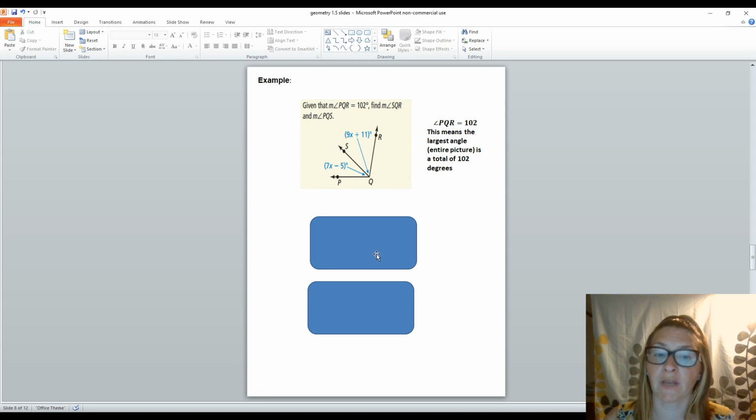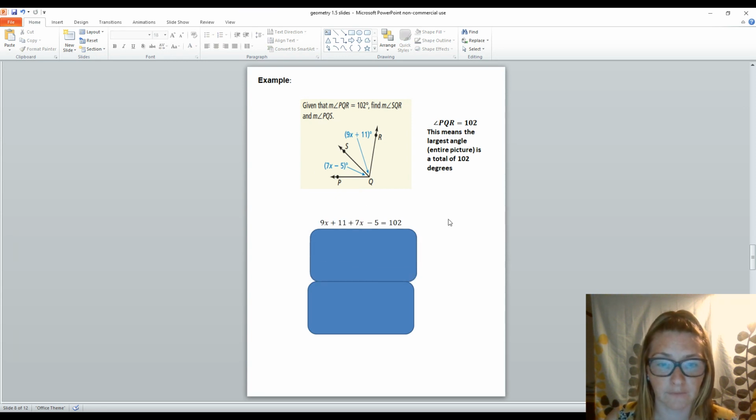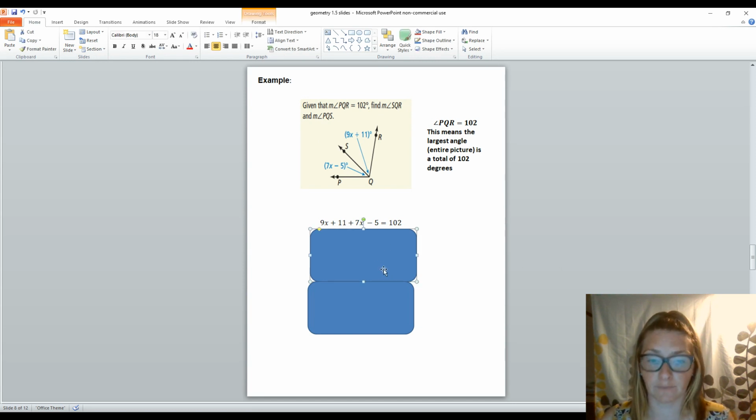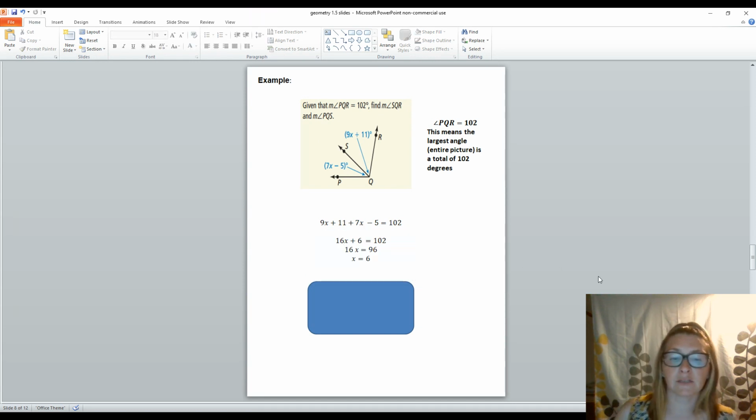So I need to come up with an algebraic equation to show that. So the two small angles, 9x plus 11 plus 7x minus 5 equals 102. And then I'm going to solve my equation. I combine like terms, so I have 16x plus 6 equals 102, and then 16x equals 96, divide, and x equals 6. Notice I'm not done yet because it actually asked me to find the measurements.